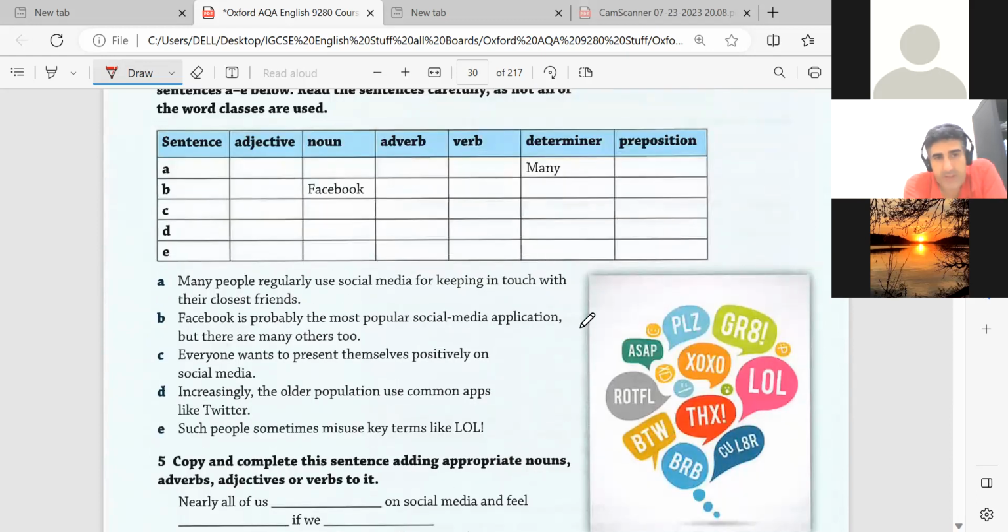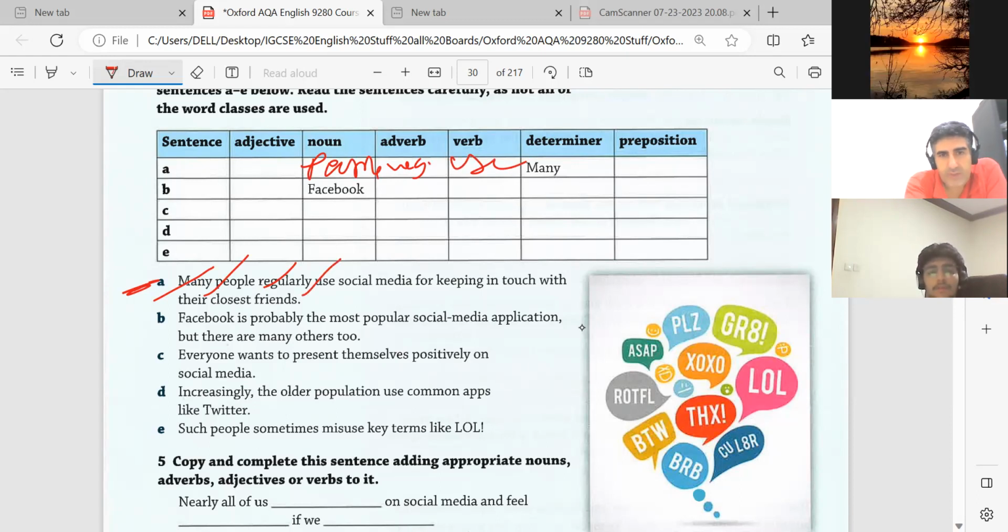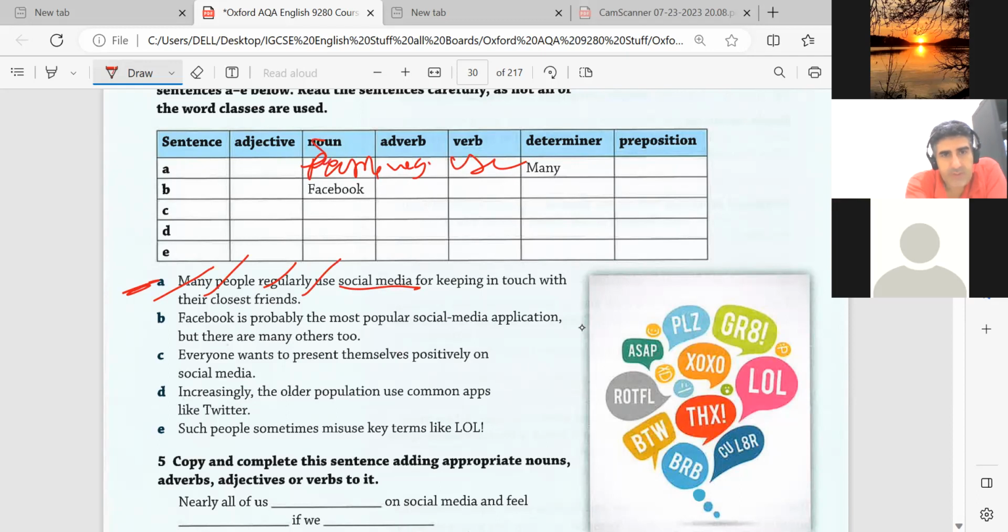Let's answer sentence A together. Let's solve the first one together, then you do the rest. Who can start? Mini. Determiner. Okay, where? People. Noun. Okay, so here, people. Regularly. Adverb, exactly. Use. Verb. Social. Noun. Media, sorry. Social media, noun, yes, of course.